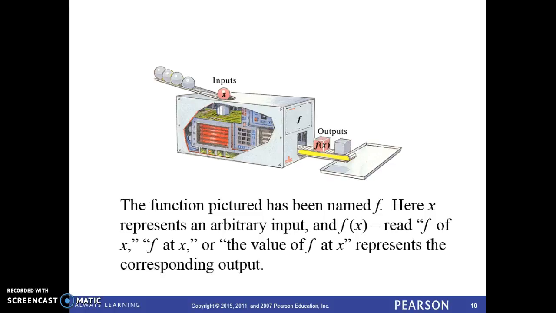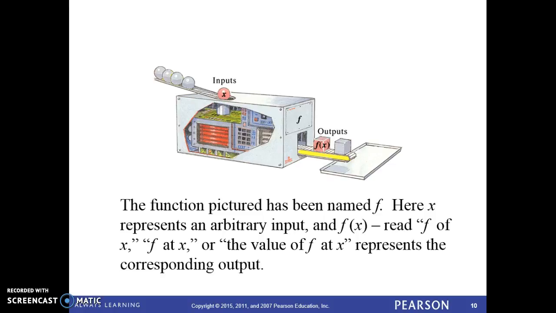So the key here to identifying a function is if you put in a value for x, you only get one value for y. And that's every single time. So you put in something for x, you only get one y. That defines the function. So when we're looking at an equation, that's the way to tell. We can also look at a graph.